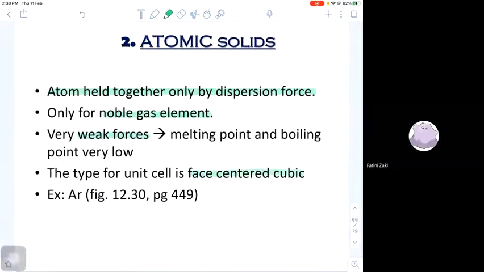So we can look at the textbook. Face-centered cube. It is on page 506. Figure 12.3. That is the unit cell of argon. The unit cell of argon, and it is mentioned there that it is a face-centered cube for the atomic solid.